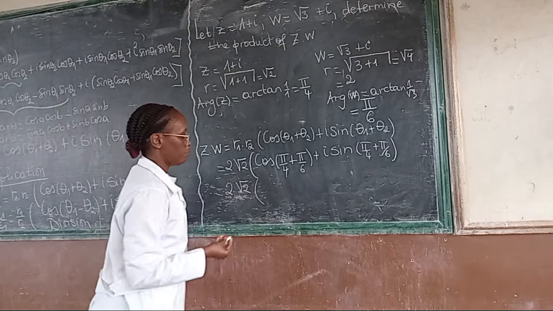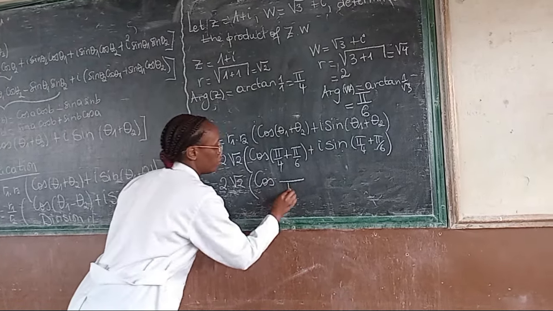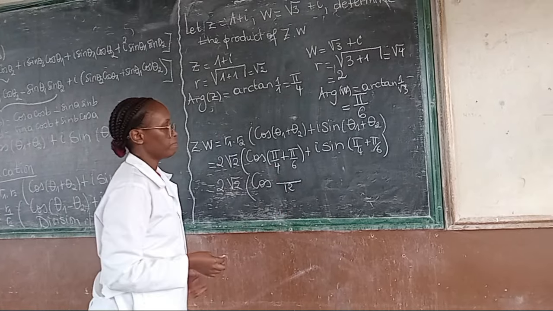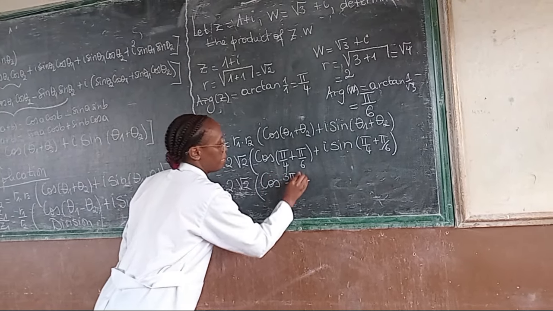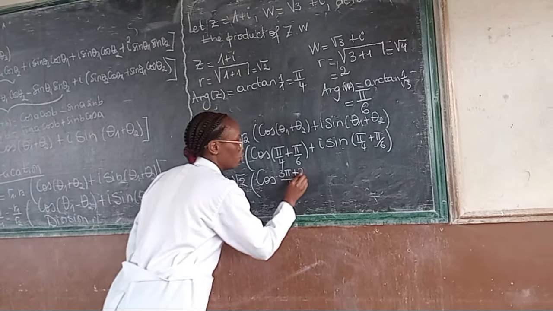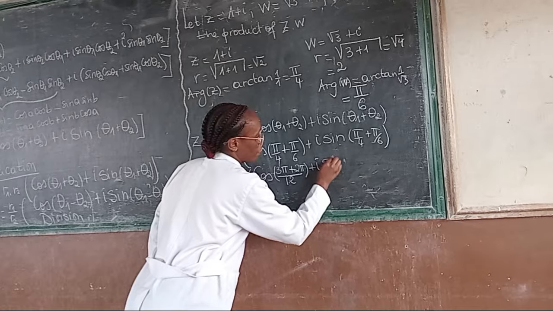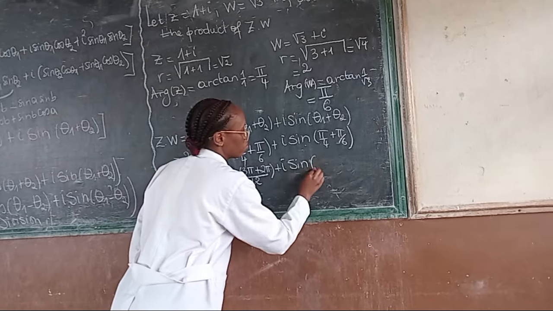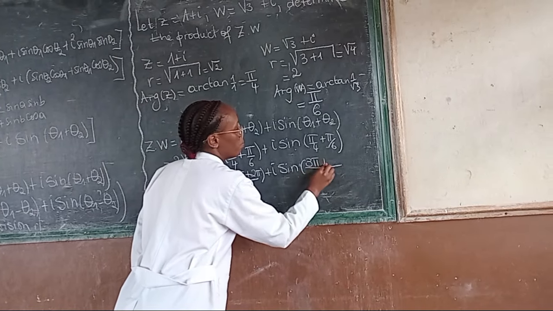Pi over 4 plus pi over 6, we have cosine. The common factor is 12. 12 divided by 4 is 3, times pi, we have 3 pi. Plus 12 divided by 6 is 2, times pi, it is 2 pi. Plus I sine, the same 12, we have 3 pi here plus 2 pi.